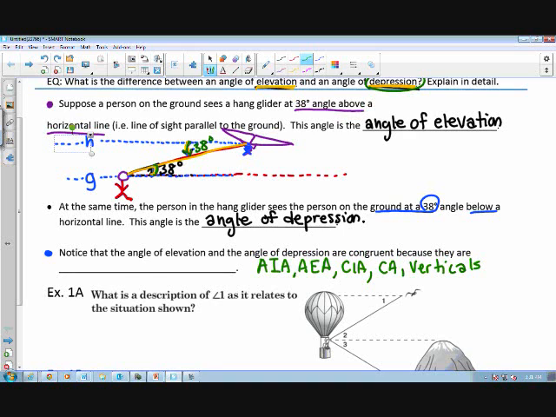You notice they are inside the parallel lines. And this one is top left of the intersection. This one is top right or bottom right of the intersection. So they are alternate interior. So these are alternate interior angles, which is why they are congruent. Okay?